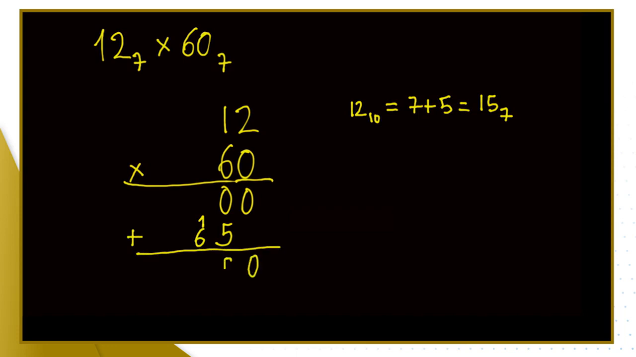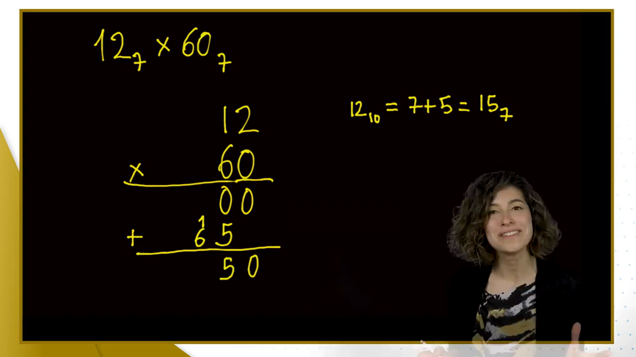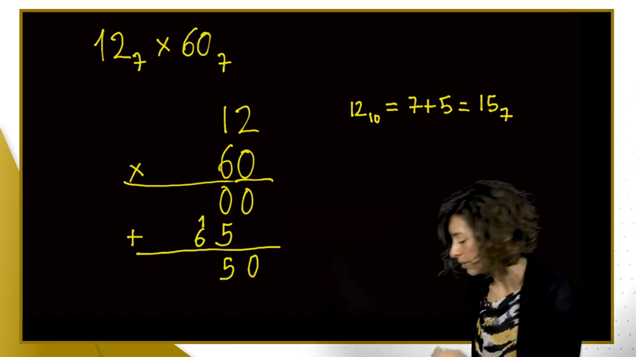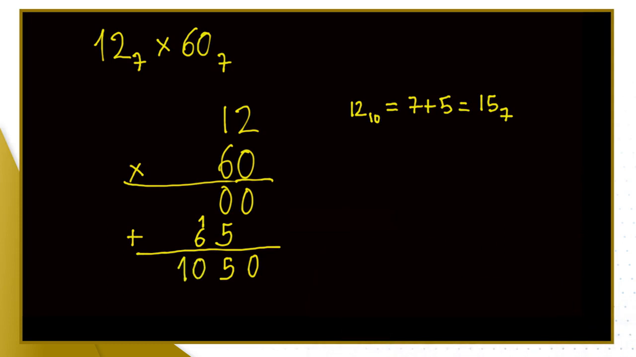Column by column, 0, 5, and then 1 plus 6 is 7. But 7 in base 7 is 1, 0. So I'll just note it down here on the side. 7 is written as 1, 0 in base 7. So that's what we did over here. And therefore the result is 1050 in base 7. And with these examples, and with a little bit of revision of what we've done on all the other bases, you should be able to perform base translation and operations in any number base.